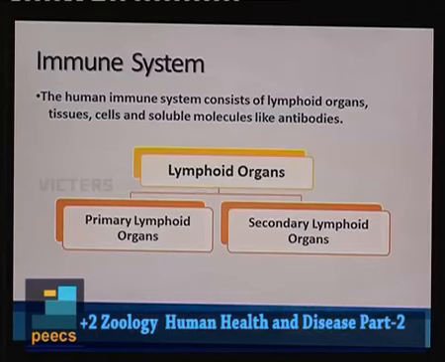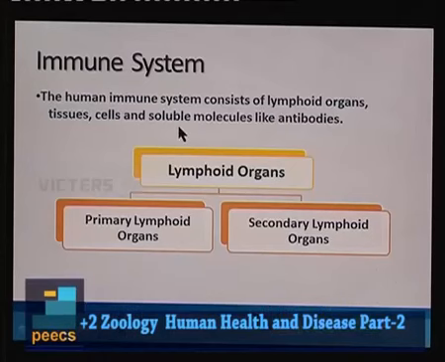The human immune system consists of different components. What are the different components of the human immune system? The immune system which maintains our immunity is composed of lymphoid organs, tissues, cells and also some soluble molecules called antibodies. So, all these components work together to maintain our immunity.